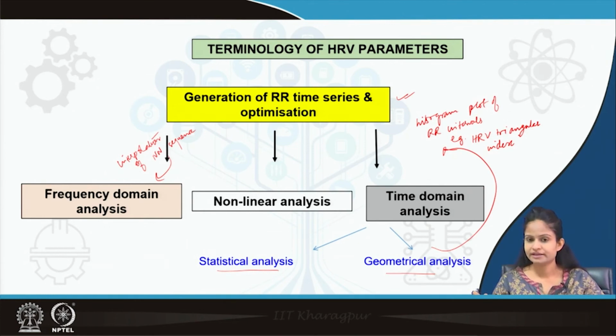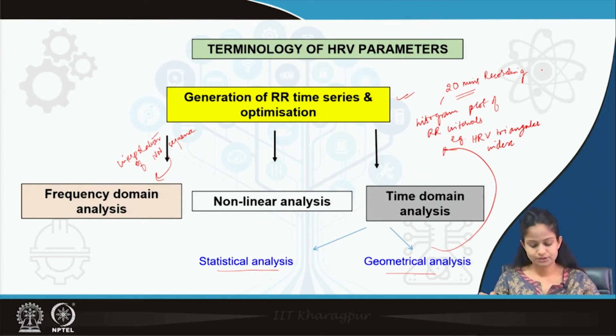But the main important thing is that to make sure all the NN intervals are plotted in the histogram, the recording should be very long. For example, we need at least a 20-minute recording, minimum 20 minutes, maximum can be a 24-hour recording. So, long term HRV can be done this way, but for short term HRV, which is 5-minute durations, geometrical analysis is usually not done.